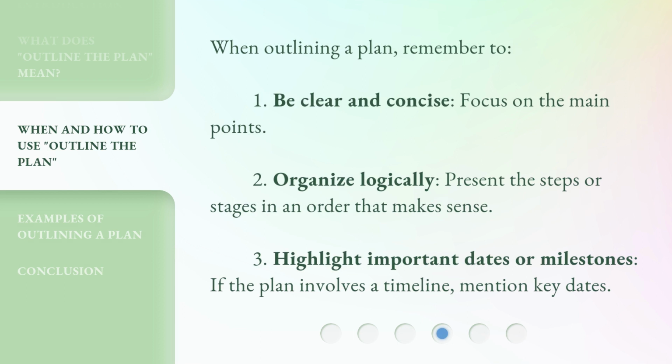When outlining a plan, remember to: 1. Be clear and concise. Focus on the main points. 2. Organize logically. Present the steps or stages in an order that makes sense. 3. Highlight important dates or milestones. If the plan involves a timeline, mention key dates.